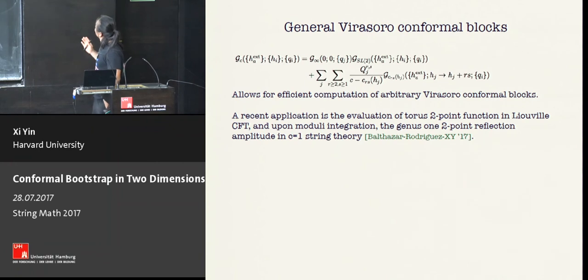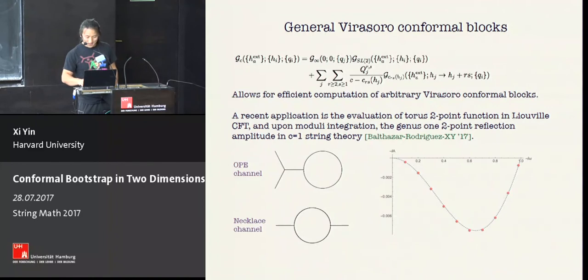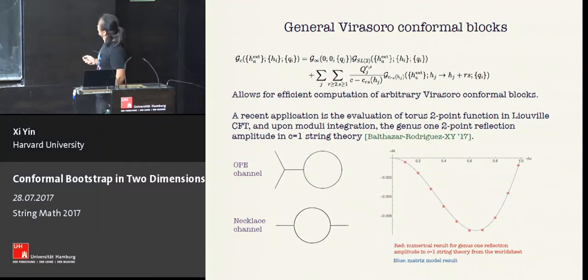I just want to mention that this now allows some efficient computation of a torus correlator or higher genus correlator in principle in, say, Liouville CFT. And for example, we can compute the genus 1 two-point function in Liouville theory and integrate over the moduli to get the genus 1 scattering amplitude in c equals 1 string theory, by studying different OPE channels and putting them together. The result nicely agrees with the prediction of the matrix model, which was solved by Greg Moore and collaborators in the early 90s. And they basically agree within a reasonable numerical error of like 1 or 2%.